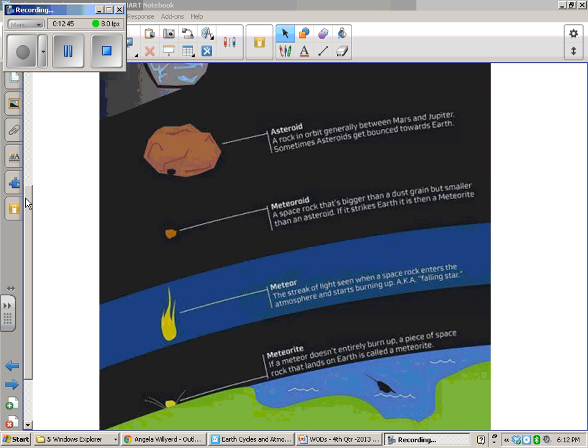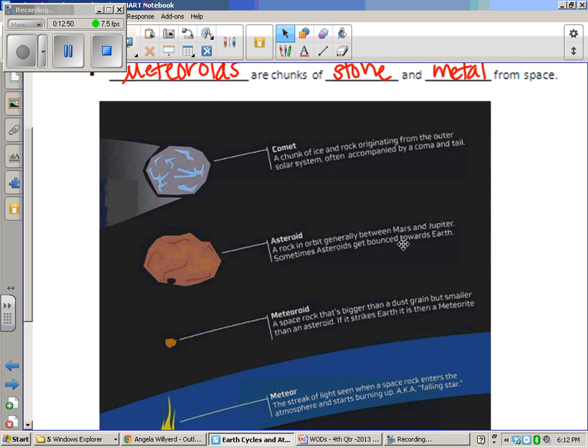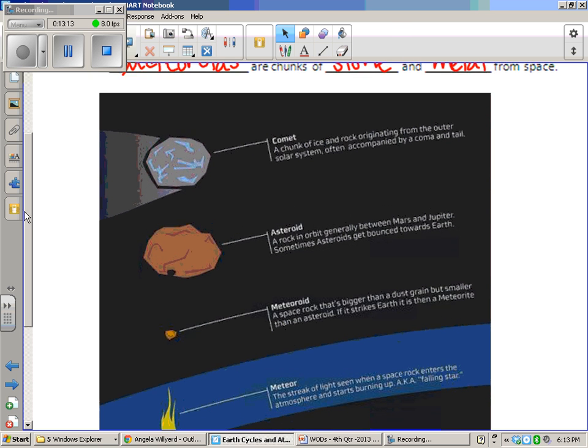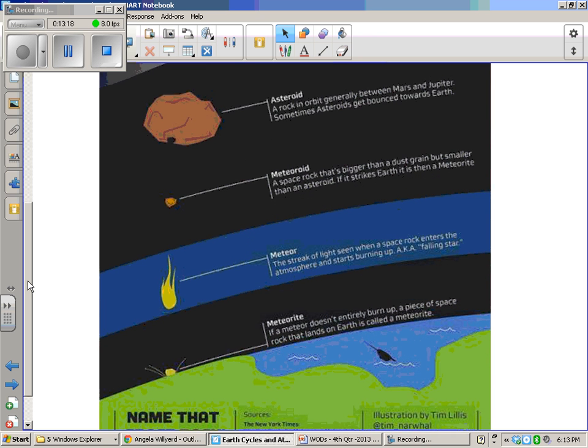Now, if we think about something that's bigger than a meteoroid, you could talk about an asteroid. And that's a rock in orbit that's generally between Mars and Jupiter. But sometimes asteroids can get bounced towards Earth, but not very frequently. And then you could also have comets, and that's a chunk of ice and rock that comes from the outer solar system, and it usually has some type of tail associated with it, as illustrated in this picture. So hopefully that diagram helps you understand the different types of space rocks that you might hear about.